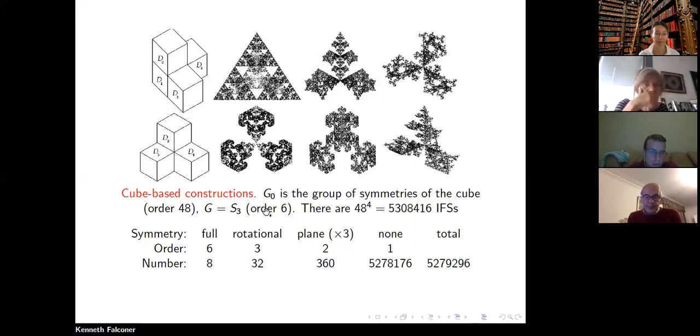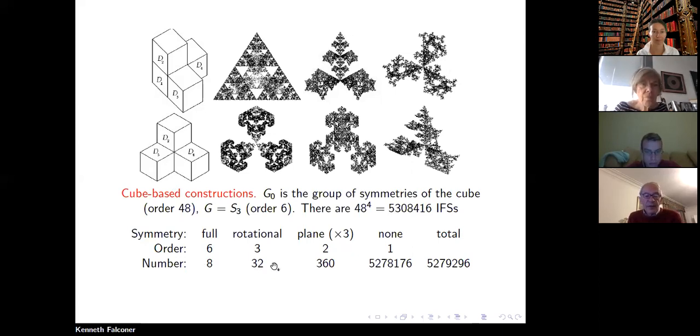Because the cube has order 48, and we've got 4 cubes that we're interested in, the mappings from the large cube to each of them, there are over 5 million, or 48 to the 4th, different quadruples of iterated function systems to consider. And if you do the analysis again, it turns out that you get 8 attractors which have the full order 6 symmetry of the triple of blocks.